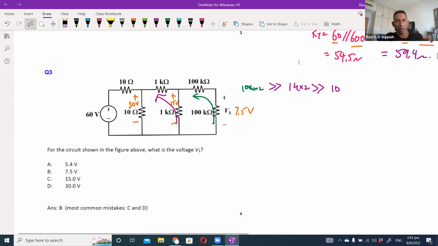All right, but again, if you calculate also, you will get the same answer. But I guess this will probably be a quicker way to solve this.